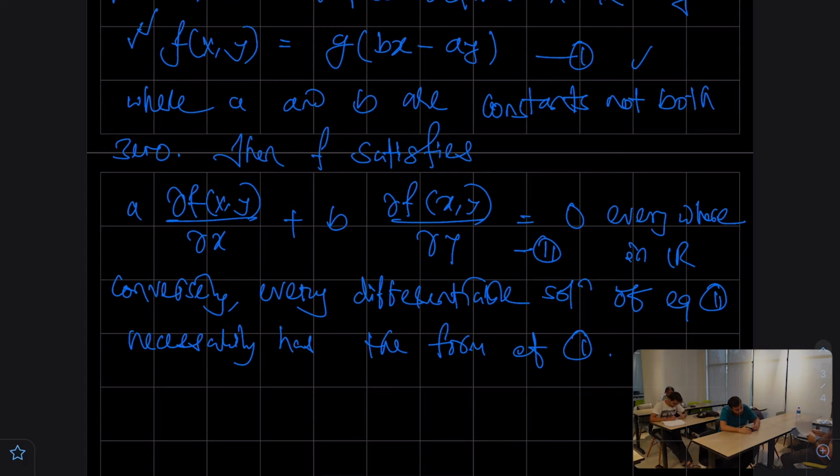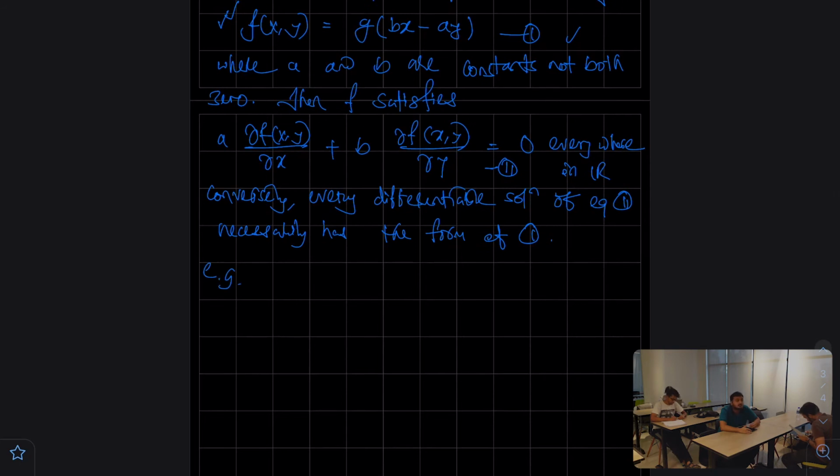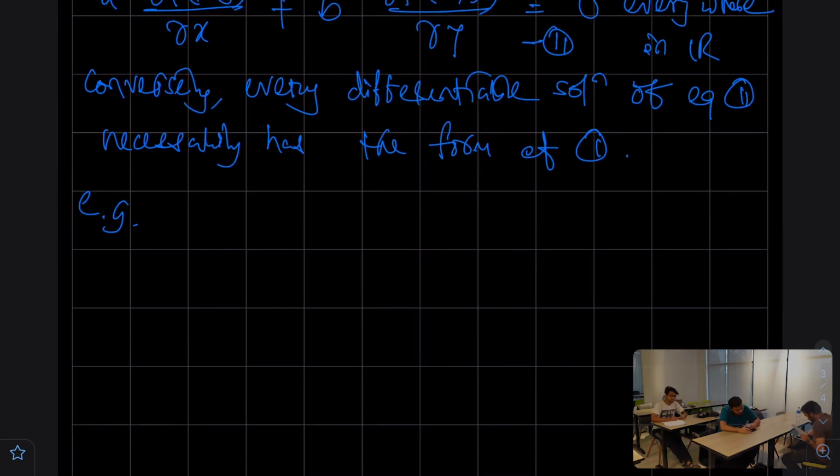Okay, good. So one nice example of this thing is called Euler's theorem on homogeneous functions.